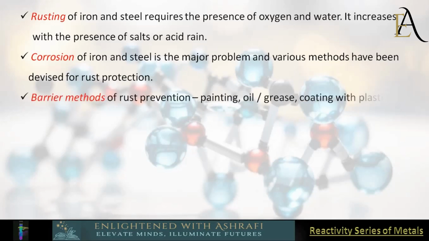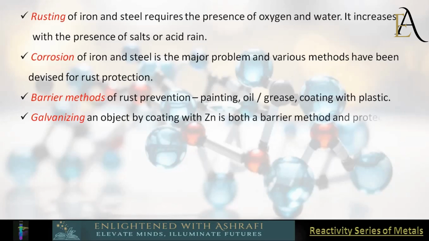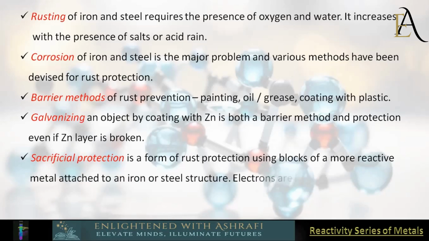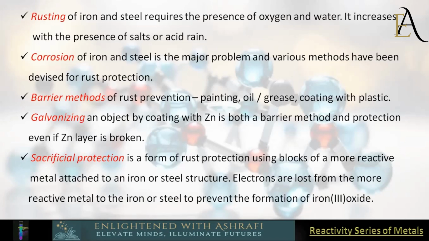Barrier methods of rust prevention are painting, oiling, greasing, coating with plastic. Galvanizing, coating an object with zinc, is both a barrier method and gives protection even if the zinc layer is broken. Sacrificial protection is a form of rust protection using blocks of a more reactive metal attached to an iron or steel structure. Electrons are lost from the more reactive metal to the iron or steel to prevent the formation of iron oxide.